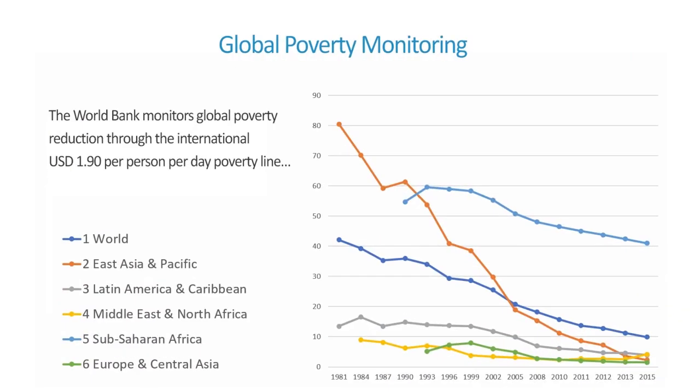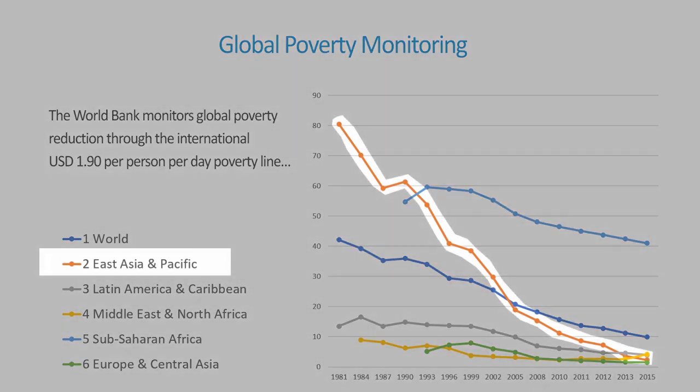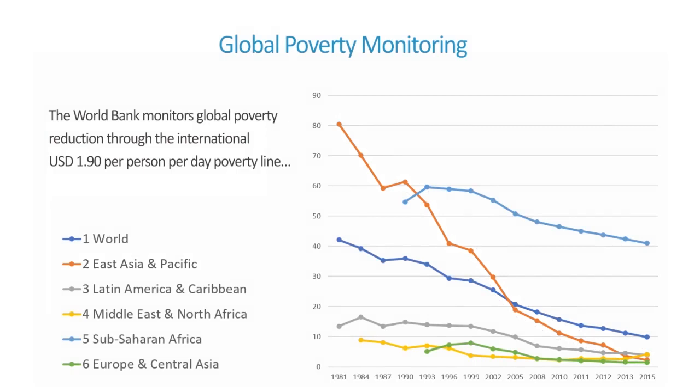Global poverty monitoring is important because, as this graph shows, there's been substantial reductions in poverty, particularly in the East Asia-Pacific region, driven by the rise of China, since we started calculating these measures in the early 80s. This graph shows, in orange, the decline in the East Asia-Pacific region. Without an international poverty line to facilitate comparable measures, we would not be able to do this type of analysis.